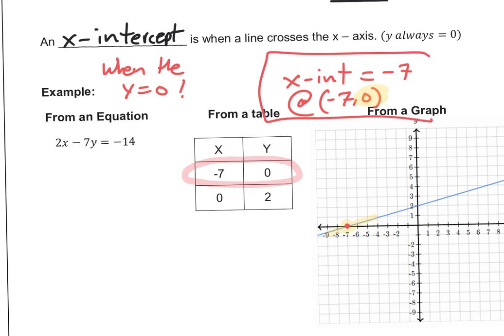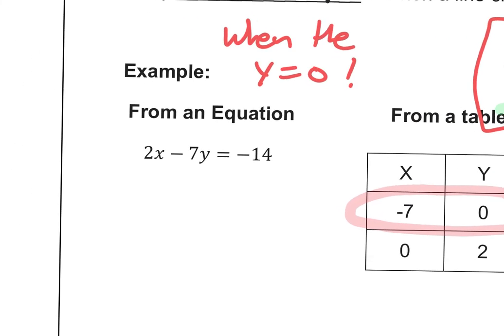Again, two ways we could write it. We could write it by just saying what our x-intercept is. We could write it by saying a coordinate that represents the x-intercept. All right, what if we didn't have any of that and we had an equation? Well, again, it's when the y equals 0. And so what you're allowed to do is literally take a 0 and plug it in for y.